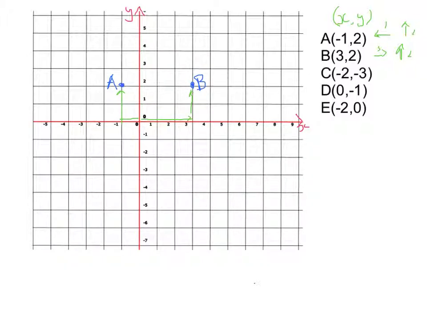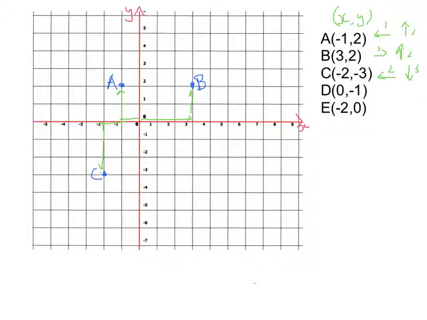For point C, same process. Its x-coordinate is -2, so that tells us we're going to go to the left by 2. And we have a y-coordinate of -3, so we're going to go down by 3. So in this case we go across 2, and then we go down 3. This is our point C.